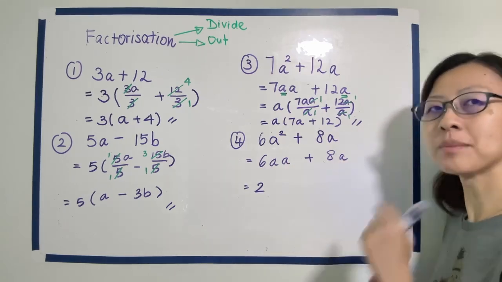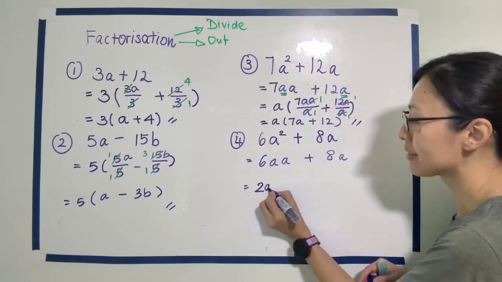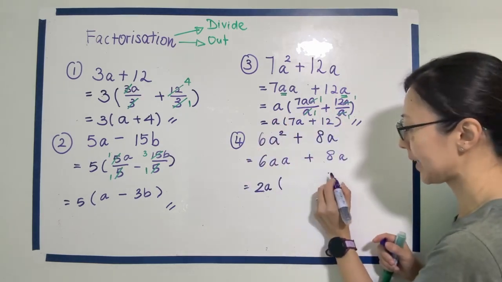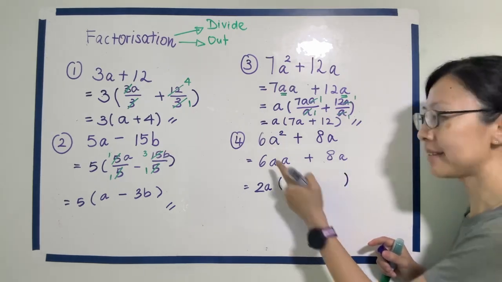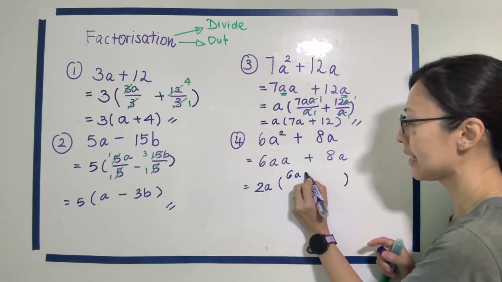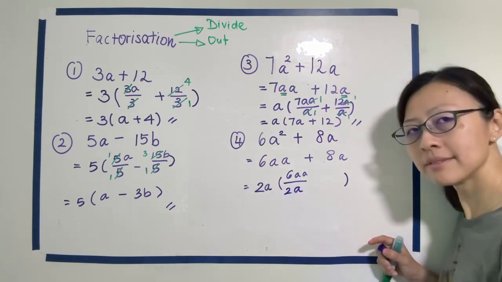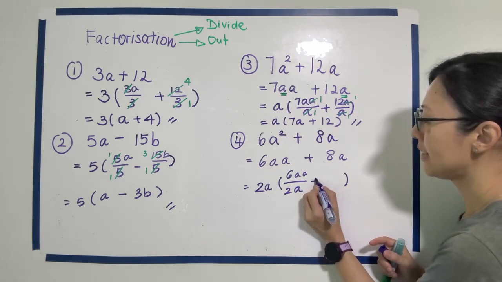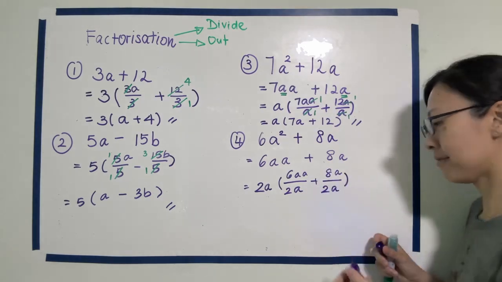Is 1 time of a. So I am going to bring out 1 time of a outside of the bracket. What have we left in the bracket? Well, 6a out of 2a for the first term and 8a out of 2a for the second term.